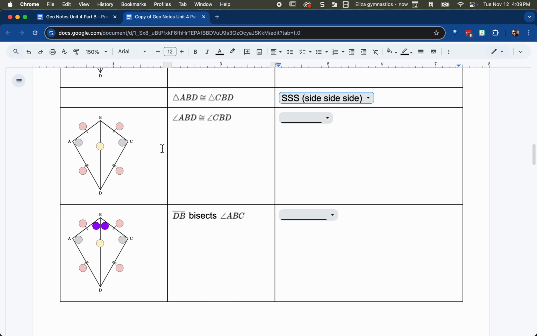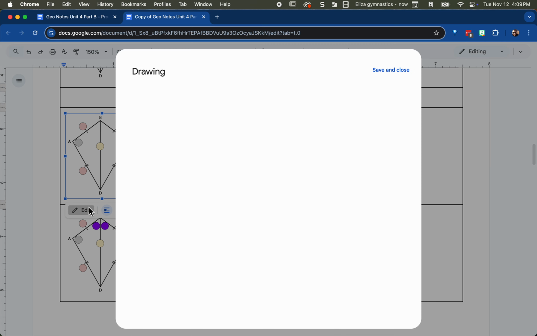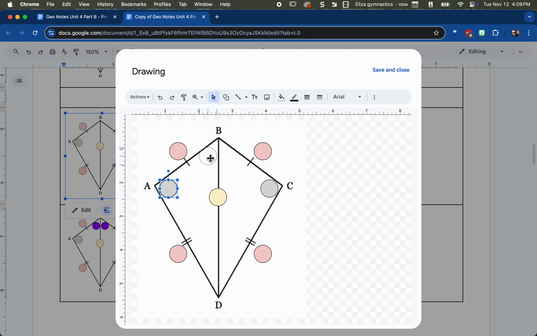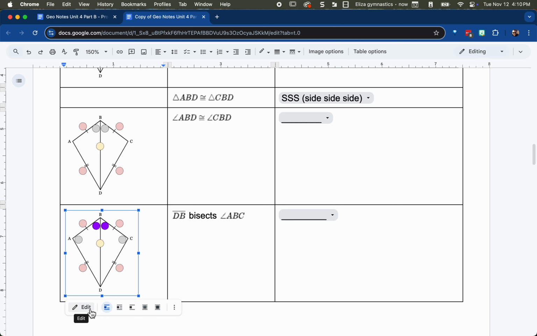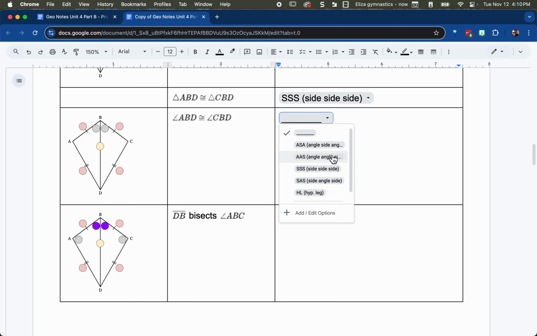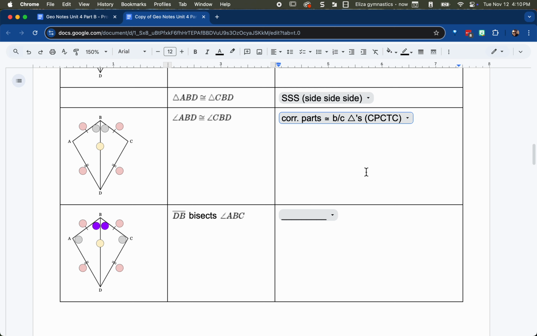Now that we have congruence, we could say that any other part of the triangles would be congruent. So we have ABD and CBD. So I actually need to move these angles up here and here. So that should have been ABD and CBD. And so we'll say that those are congruent because corresponding parts are congruent because the triangles are congruent. That's also referred to as CPCTC.